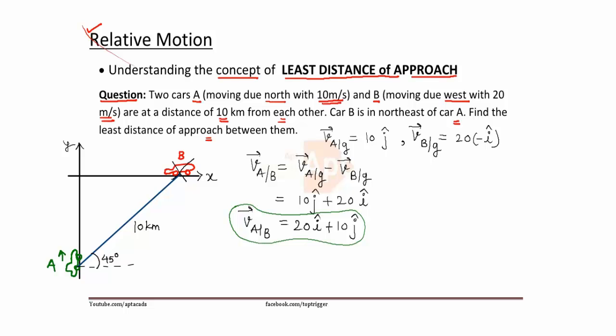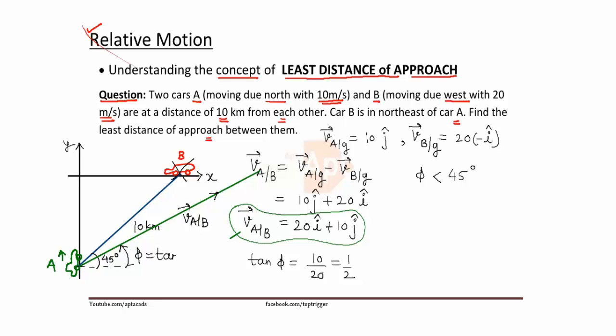Before drawing this vector, first try to find out what is the direction of this vector. So tan phi is nothing but 10 upon 20, or it is 1 upon 2. So this angle phi is certainly less than 45 degrees because tan 45 degrees is 1. So obviously this vector VAB will be drawn along this line. So this is the direction of motion of VAB, or car A is moving along this line with respect to B. So this angle is phi, which is tan inverse of 1 by 2.